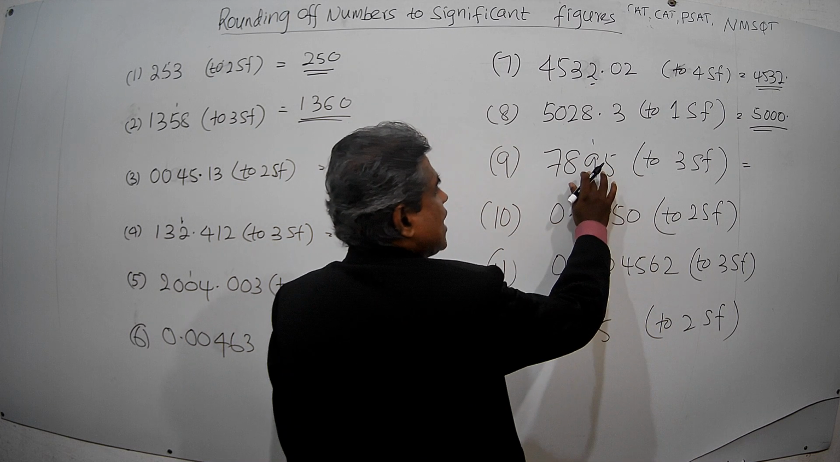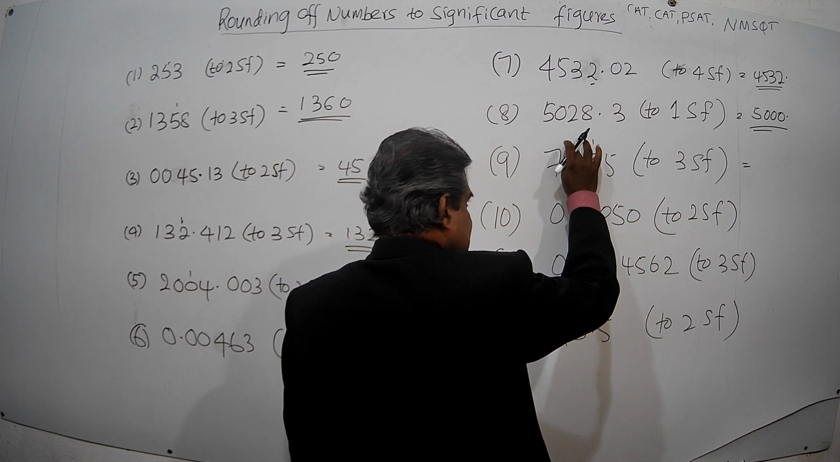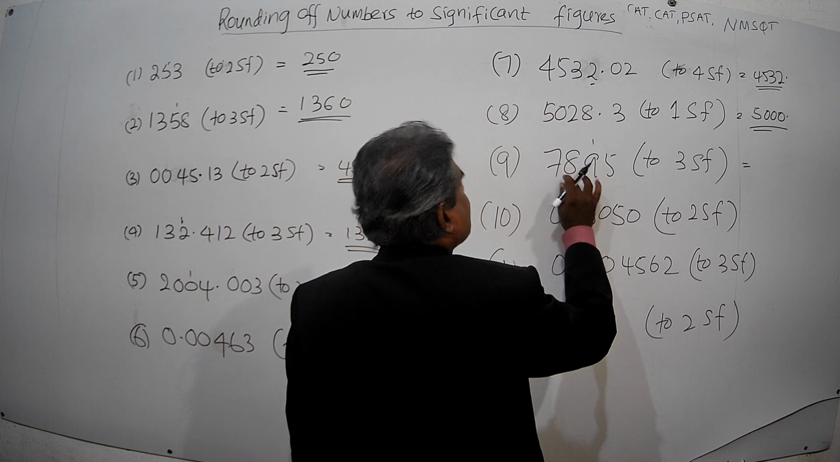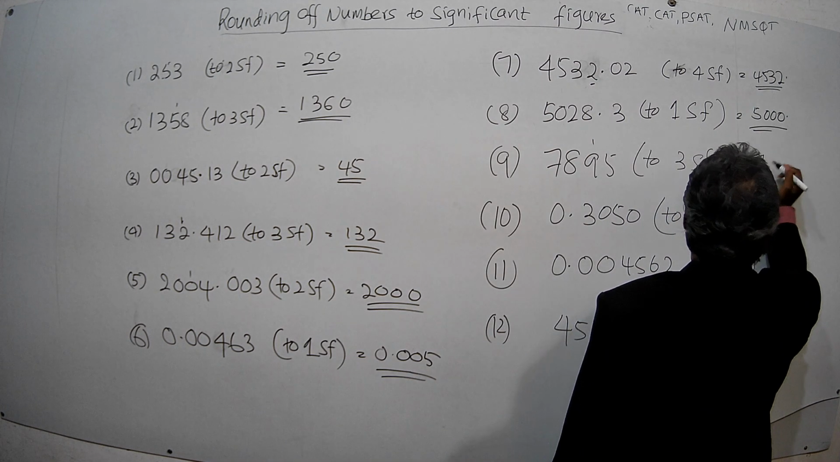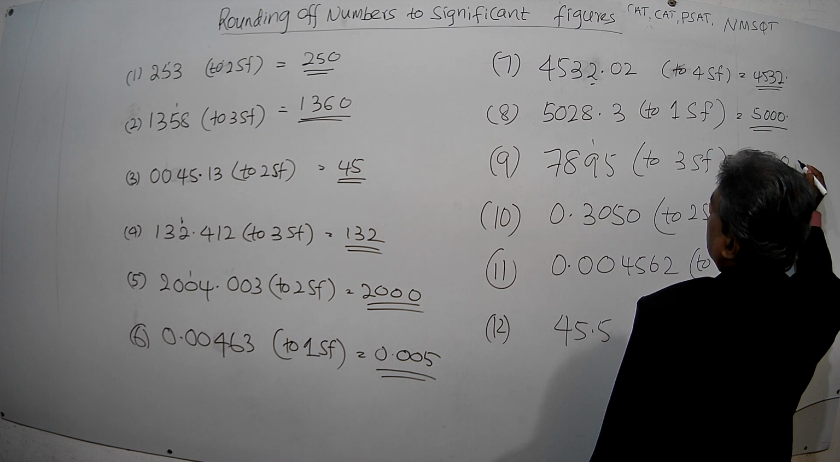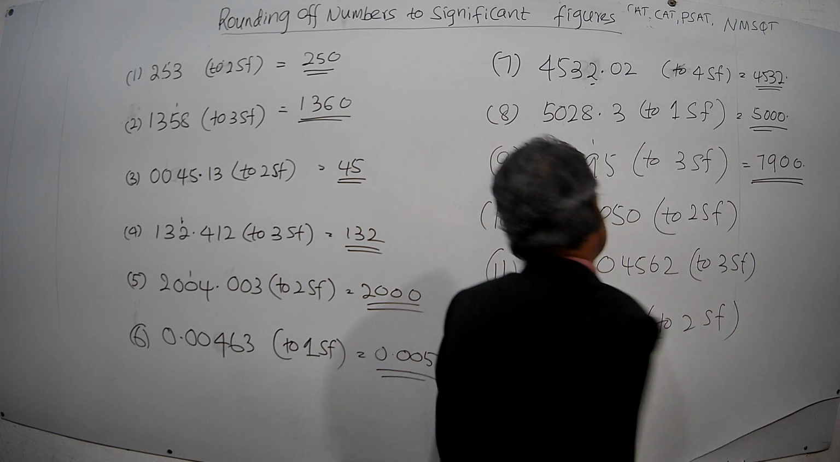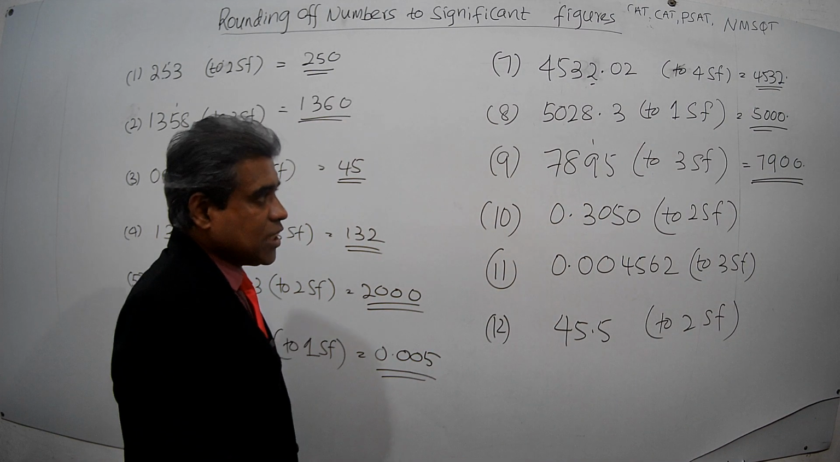Therefore, add 1 to this 9. It is 10, you put 0 here. 1 is left, put it here. That is 8 plus 1, that is 9. And so the answer will be 7900. Right, that's all. This is the answer, 7,900, correct to 3 significant figures.